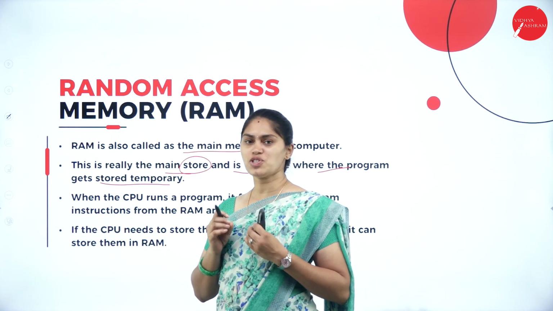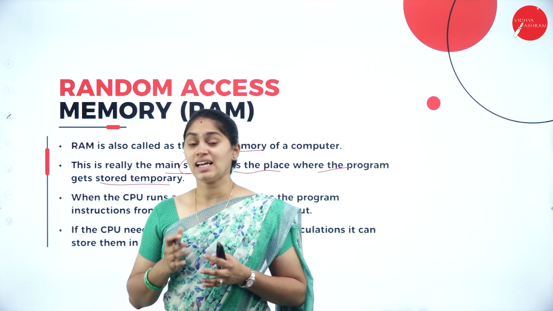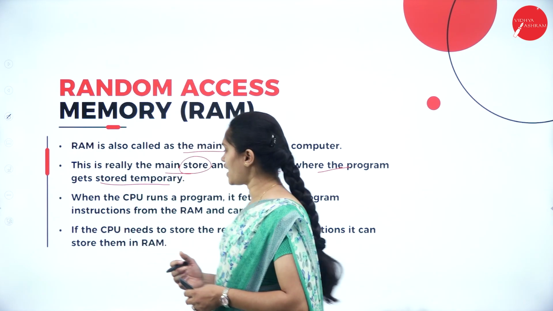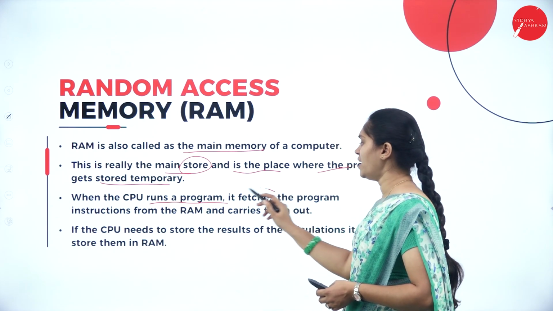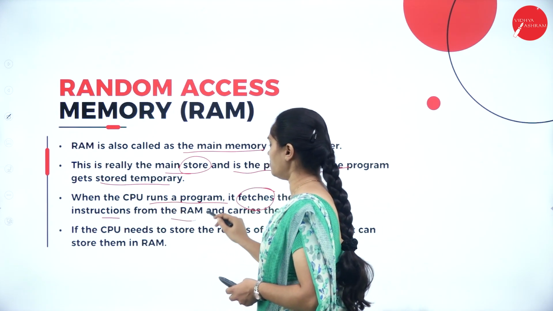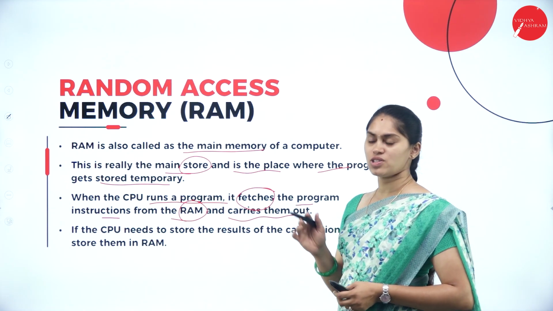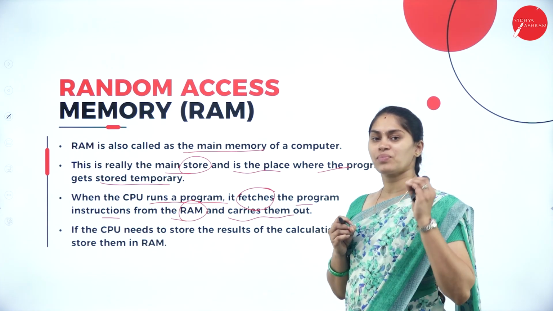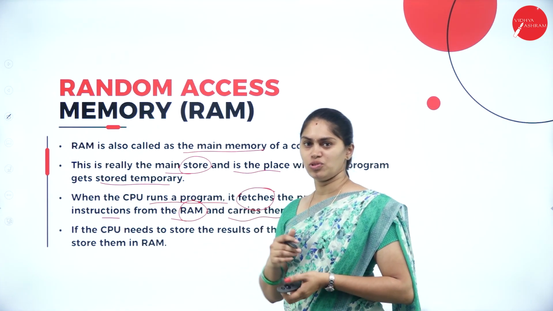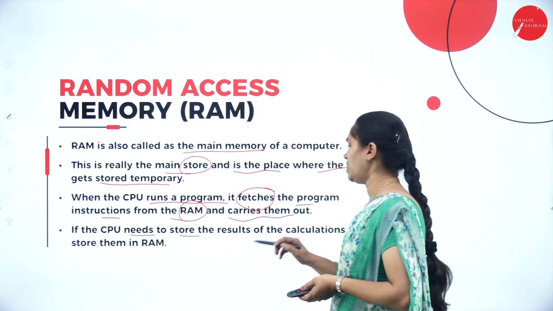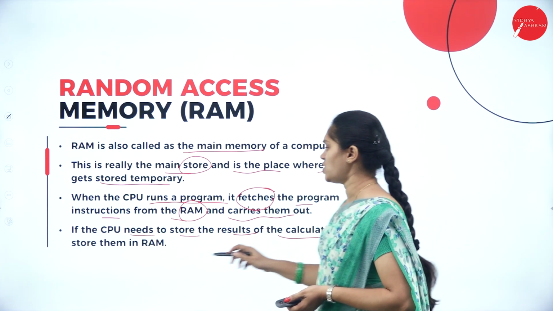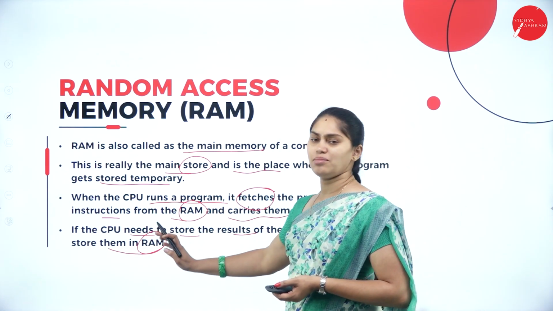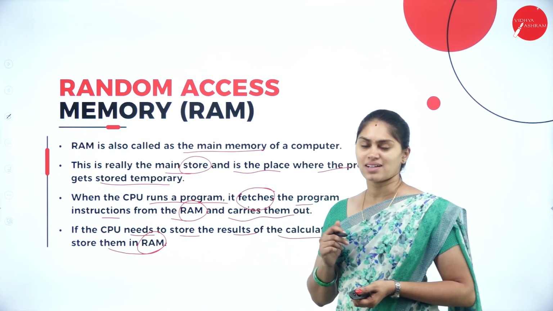So here we are not storing the data and information permanently. Instead, we are storing the data and information temporarily at the time of its execution. When a CPU runs a program, it fetches the program instructions from the RAM and carries them out. Whenever we do an execution, the CPU fetches the content from the RAM, then does the processing. The CPU also needs to store the result of the calculation, and it can store it in RAM. Even before the processing, the content can be stored in this RAM or random access memory.